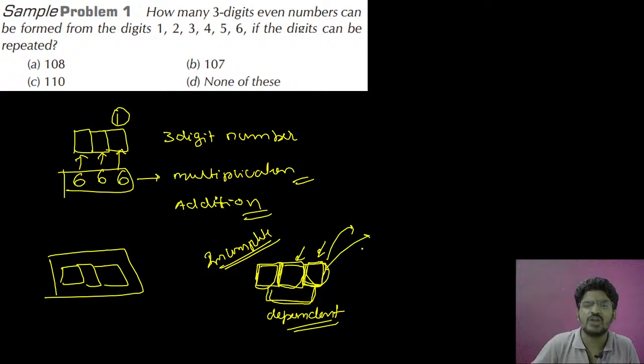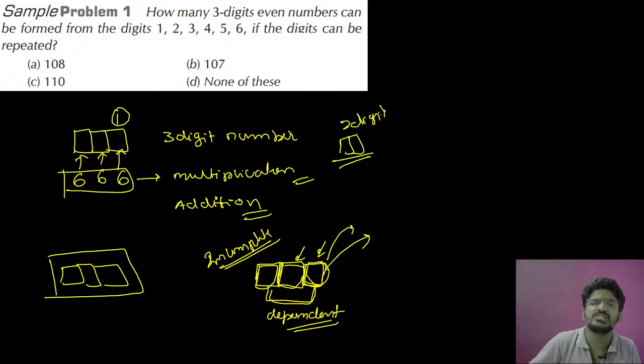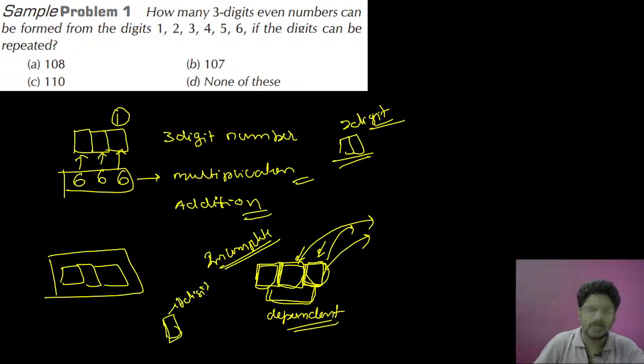If I throw one box outside and keep 2, this is called a 2-digit number. It is not called a 3-digit number. If I throw 2 boxes outside and keep 1 box, it is called a 1-digit number. It is not a 3-digit number. Are you getting my point? So please remember, if you want to write a 3-digit number, all 3 boxes must be there. That means they are depending on each other.